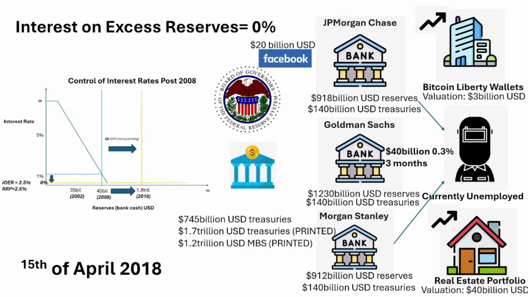Okay, first, what is the interest on excess reserves? How do we get here? In the fallout of 2008, around 2.9 trillion was printed up to buy 1.7 trillion in US Treasuries and 1.2 trillion in mortgage-backed securities. This allowed the financial system to prevent collapse and continue working. But the consequence was that interest rates were always stuck at zero because the banking system was full of reserves.